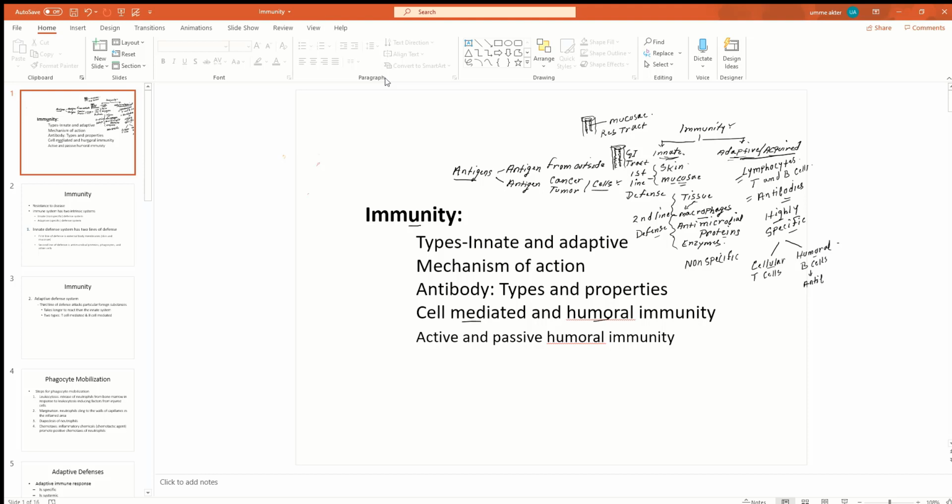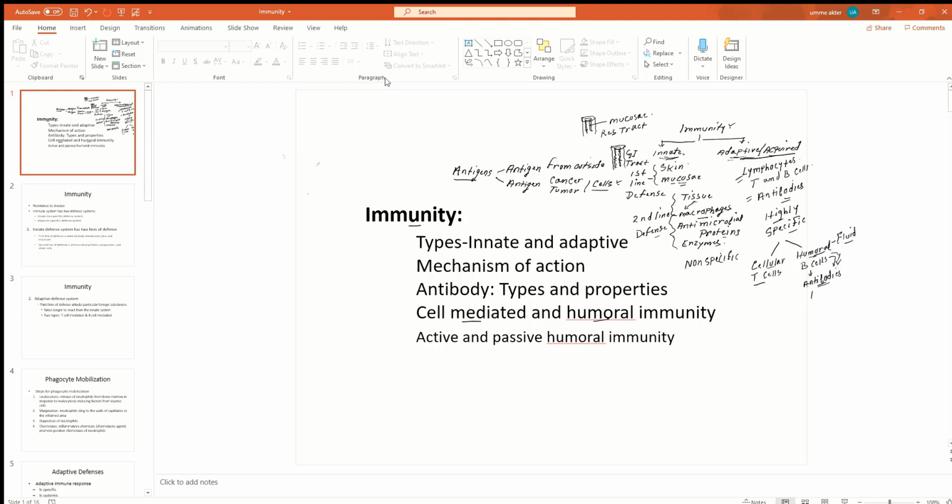Antibodies. B cells produce antibodies, and B cells, another type of B cells called plasma cells, produce plenty of antibodies. Okay, so that's why it is called humoral. Antibodies are secreted into the fluid. So humoral means fluid. Aqueous humor, vitreous humor, the fluid inside the eye, right? So fluid where you have the antibodies present. Okay, so cellular and humoral.